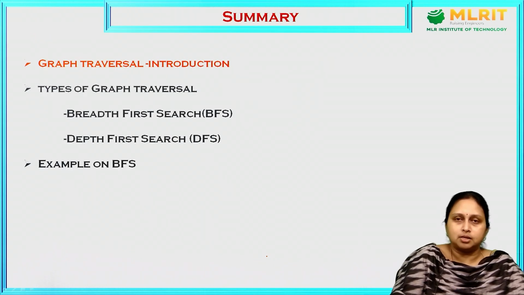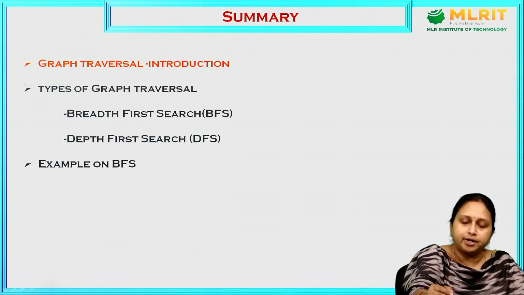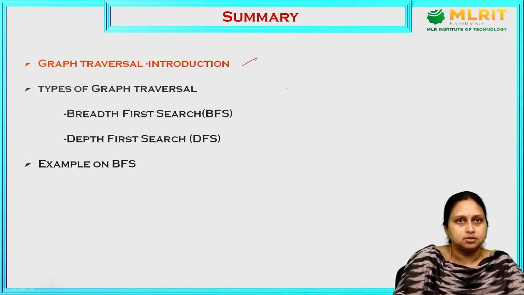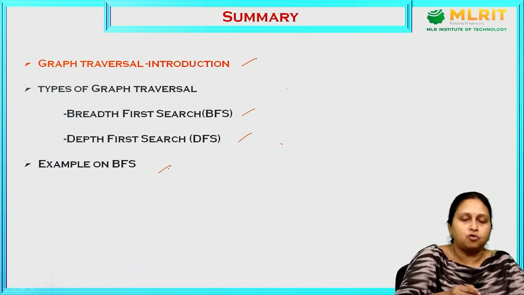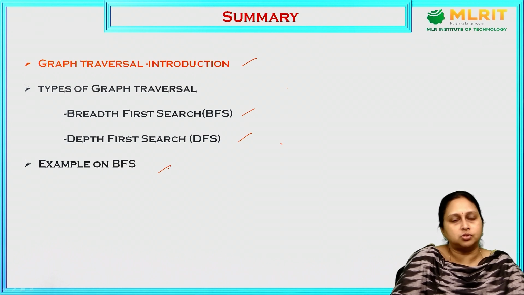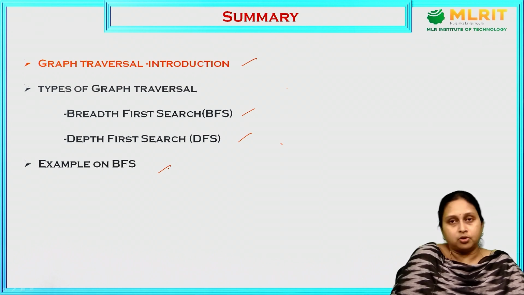Now the overall summary of what we have seen is, we have already discussed graph traversals, right? What a graph traversal is, we have seen. Under graph traversals, we come across two graph traversals, BFS and DFS, and the main purpose of graph traversal we have seen, and the example on BFS also we have discussed. I hope you understand this concept.